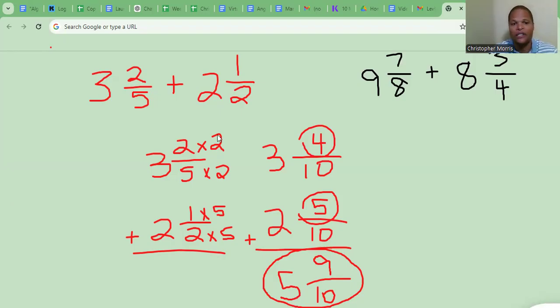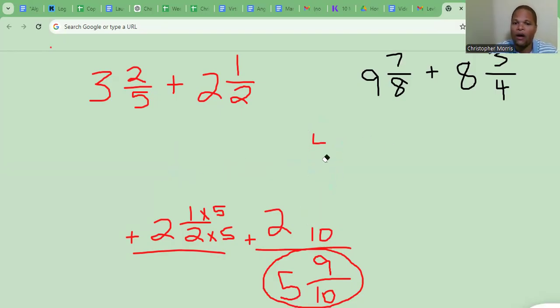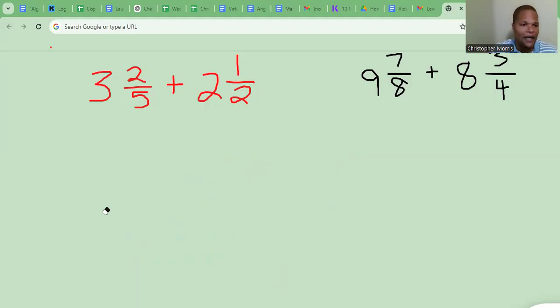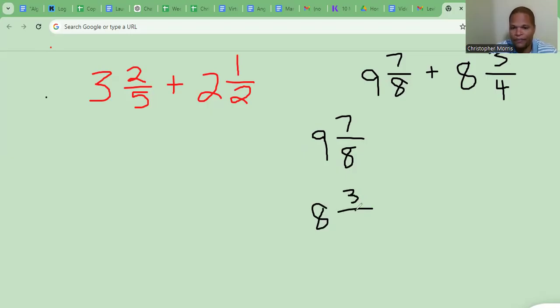So what I'm going to do is just erase all my work. You can go back and rewind the video if you need to see that a second time. But now we're going to move on to the black example that you see. All right. So I'm going to change the ink to black so it all lines up. Okay. Just like before, we want to rewrite them stacked on top of each other. So we're going to do 9 7/8 at the top, and remember, it's adding 8 3/4 at the bottom. So we're going to do that real quick. Line them up.